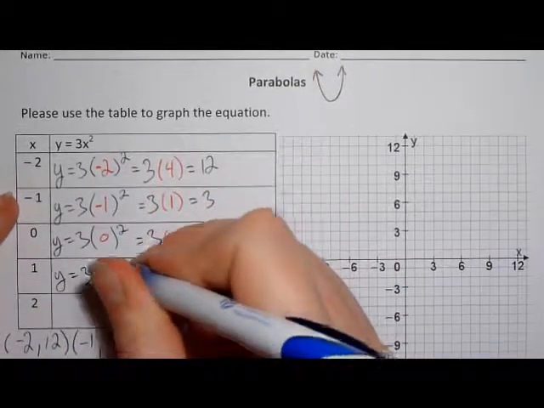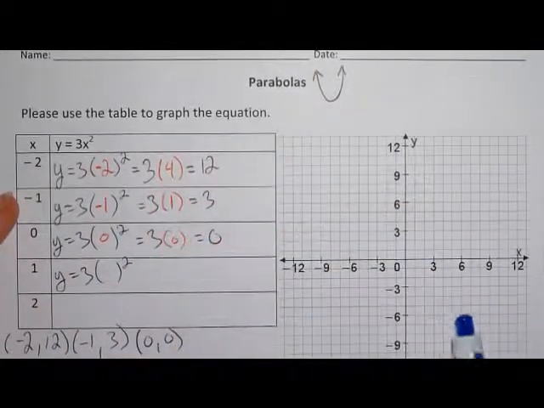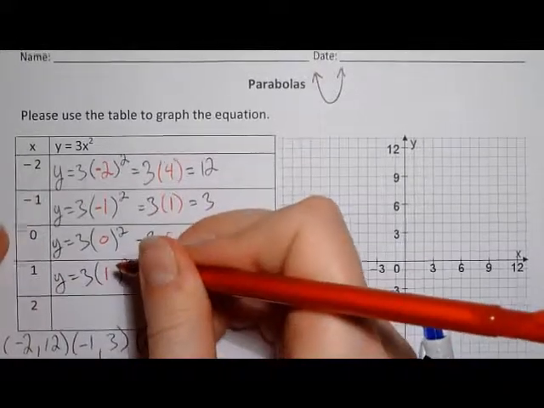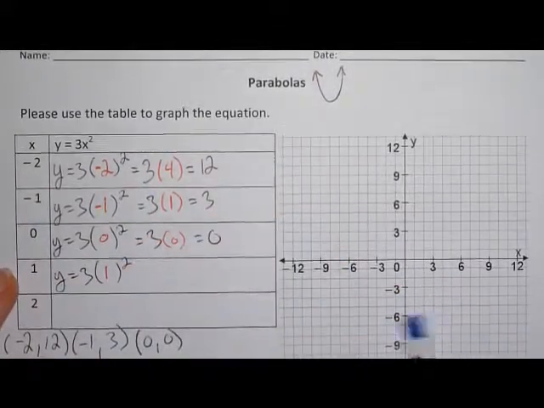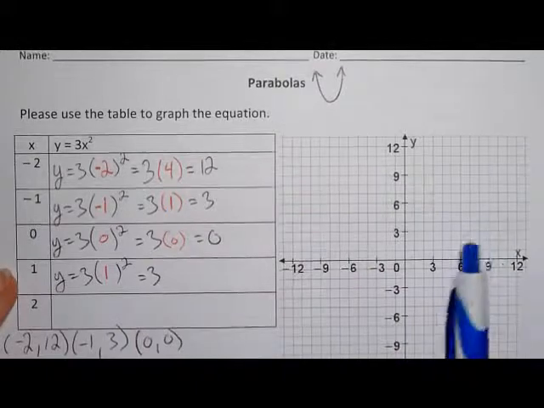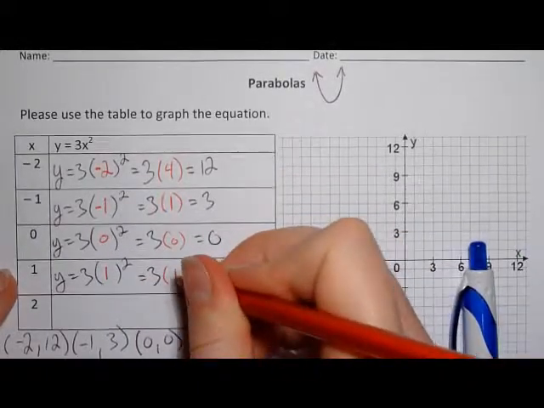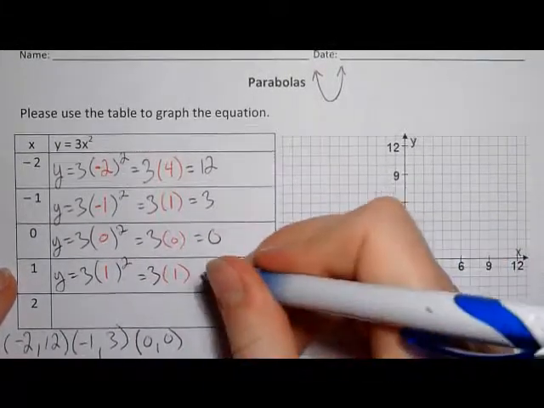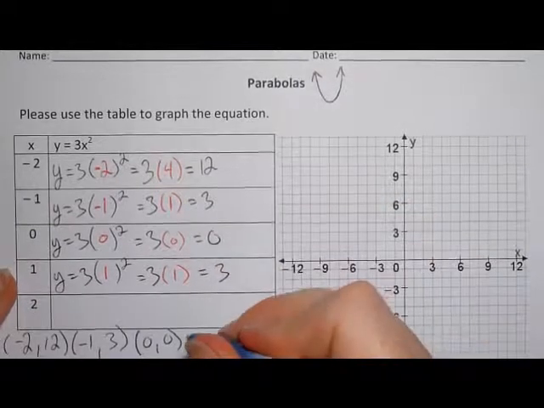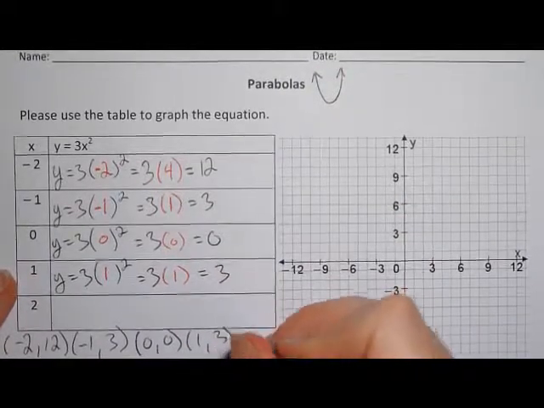y equals 3 times x squared. x is now 1. So I have 3 times 1 squared, which is just 1, equals 3. If I input 1, I output 3.